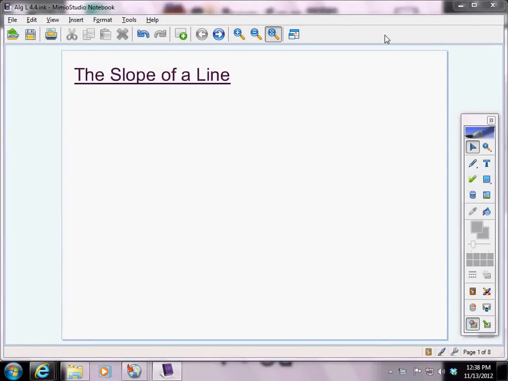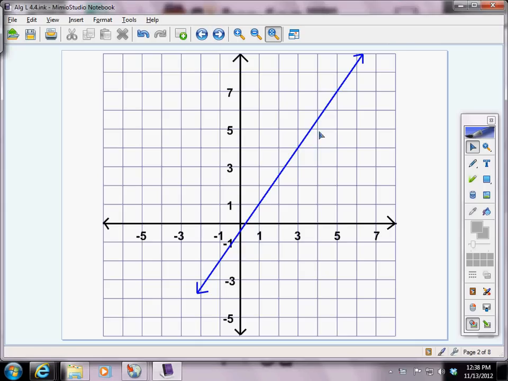When you hear the word slope, you might think of a ski slope or snowboarding or something like that. But in terms of math, when we think of slope, we're talking about what's happening to a line as we go from left to right, meaning how much is it going up or going down as we move from left to right. So for example, if you look at this blue line here, this is a graph of a linear equation, and we can see as we read from left to right that the line's going up.